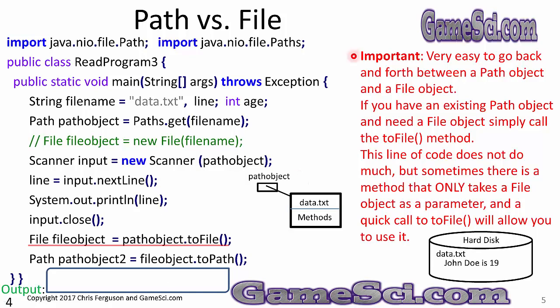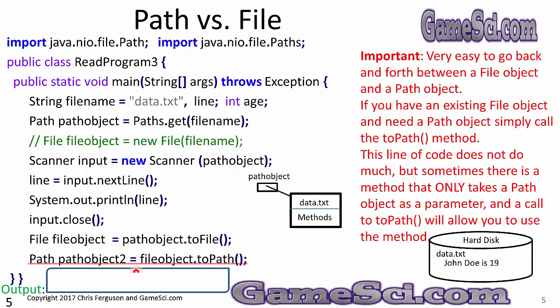Important. Very easy to go back and forth between a path object and a file object. If you have an existing path object and need a file object, simply call the toFile method. Look at this line of code. File object equals path object.toFile. It's going to create a file object that I can use to access this very same file, data.txt. This line of code does not do much, but sometimes there is a method that only takes a file object as a parameter, and a quick call to toFile will allow you to use that method.